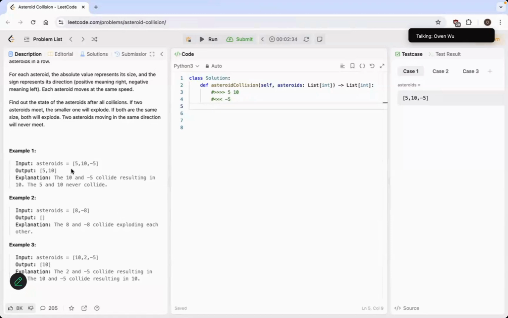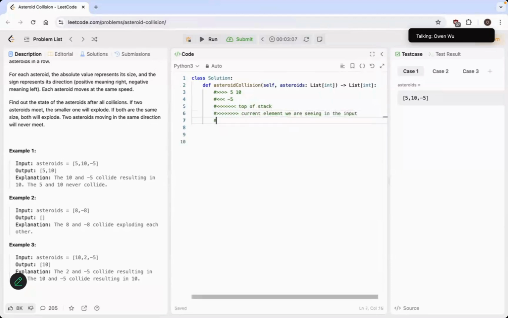Look through the elements in the array, and append all of the elements in order, and then check to see if the top of the stack is positive and the current element is negative. If that's the case, that's the only point where we can have collisions. Because if this is the top of the stack, and this is the current element we are seeing in the input, there's no collision because they're both going away from each other, or in the same direction.